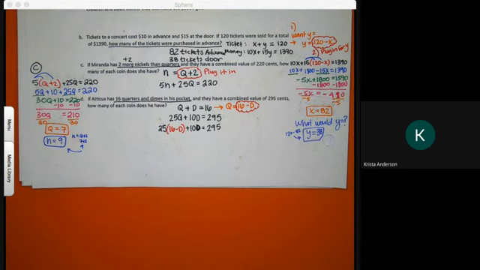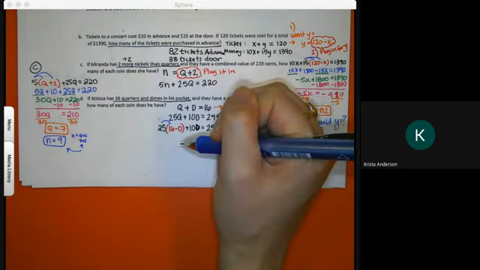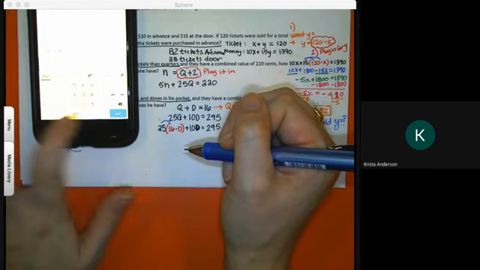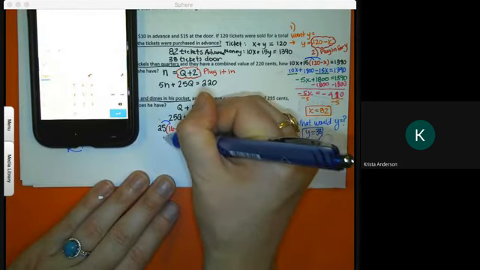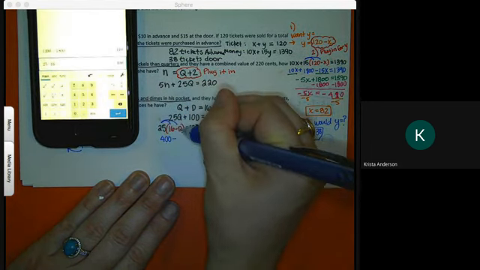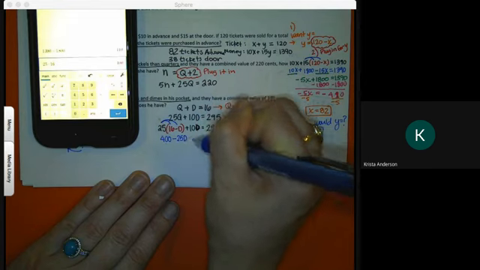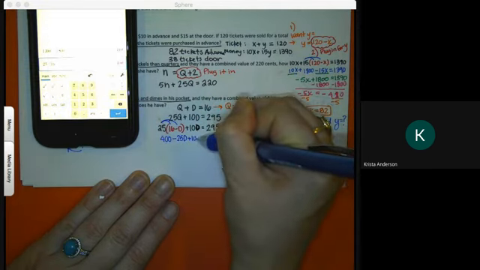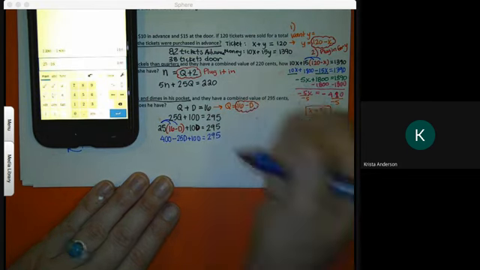All right, then I distribute 25 times that 16. 25 times 16 is 400 minus 25D plus 10D equals 295.